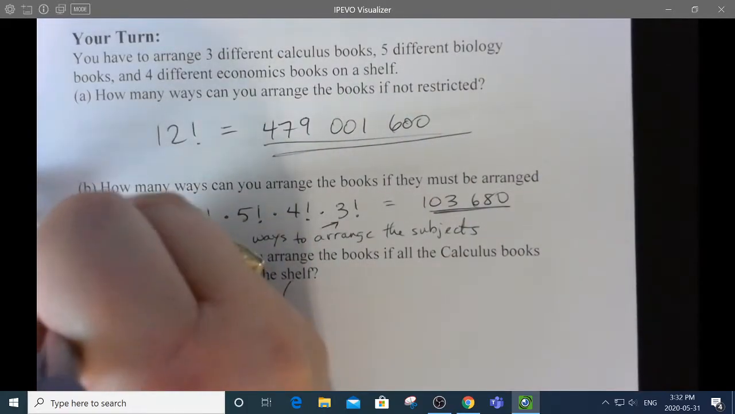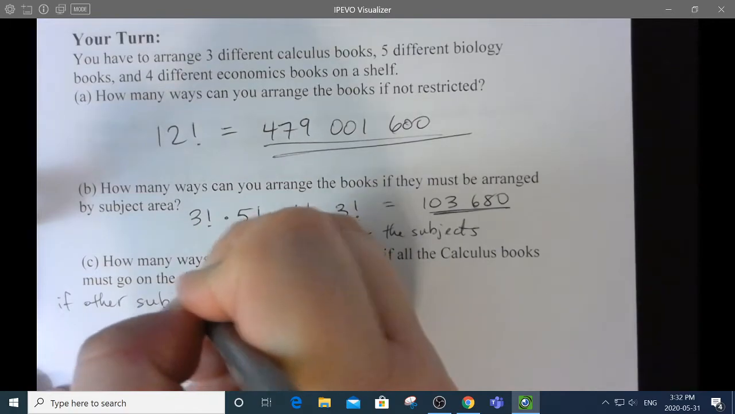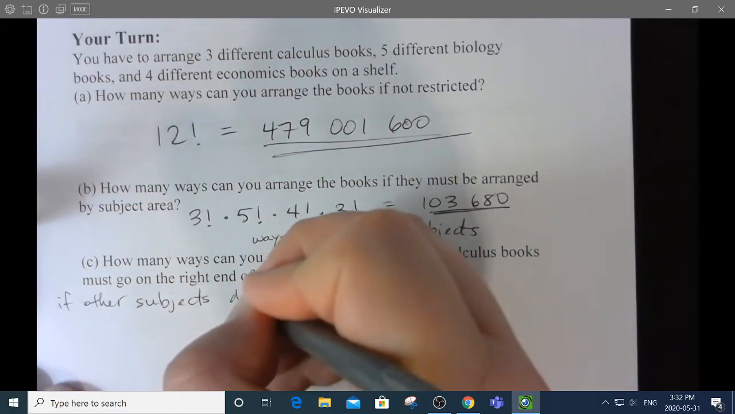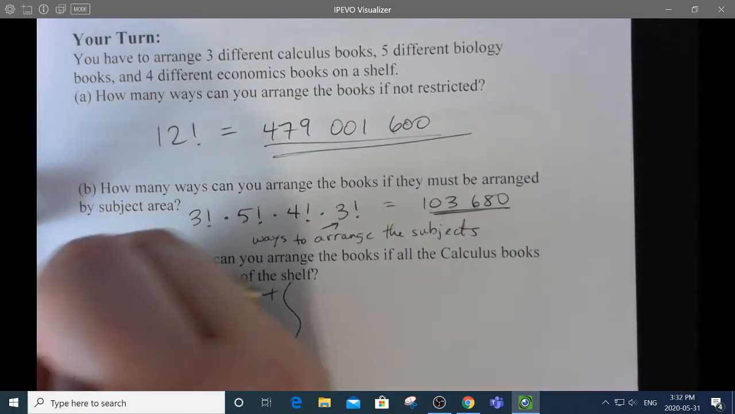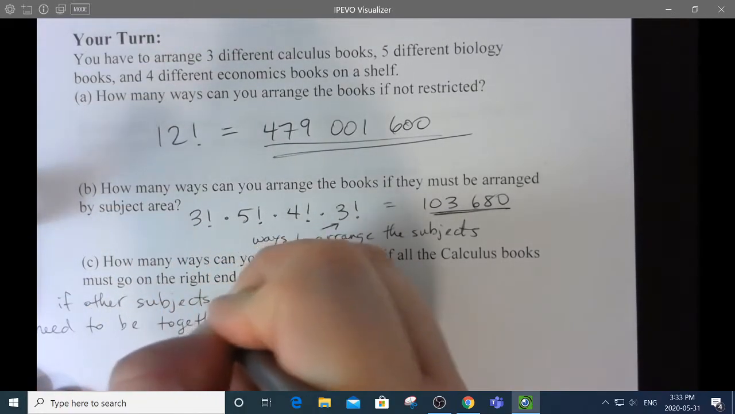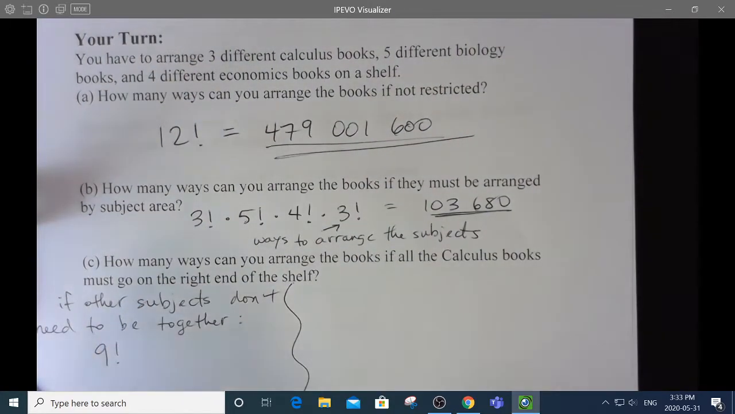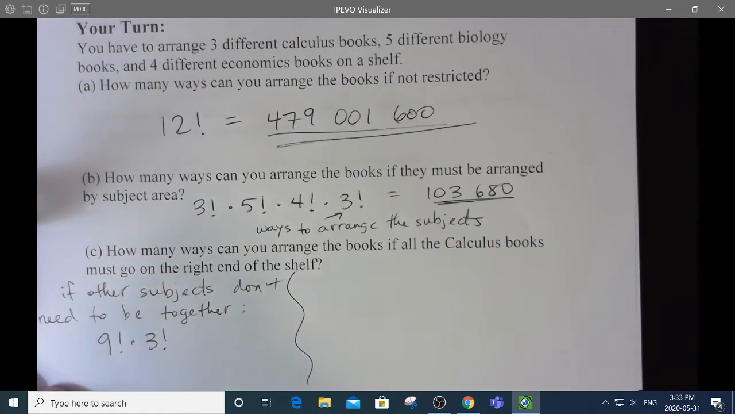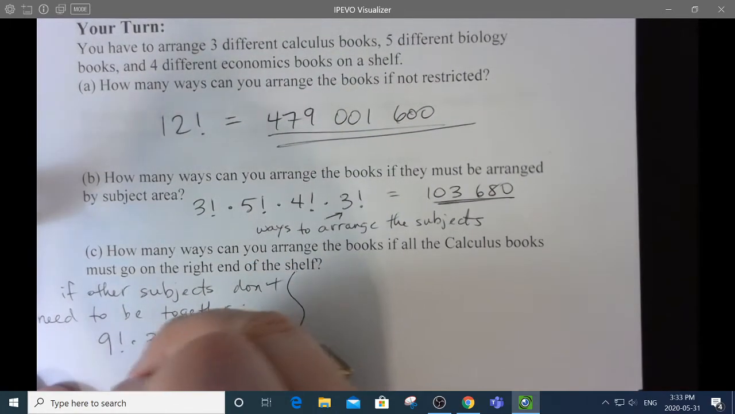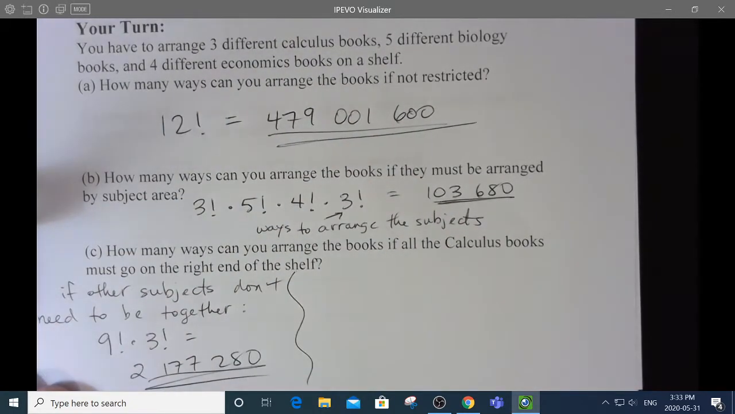So, if other subjects don't need to be together, then I have 9 books to arrange that can be in any order, times 3 factorial that all have to be on the right. And that's a huge number. It's 2,177,280. Punch buttons if you don't believe me.